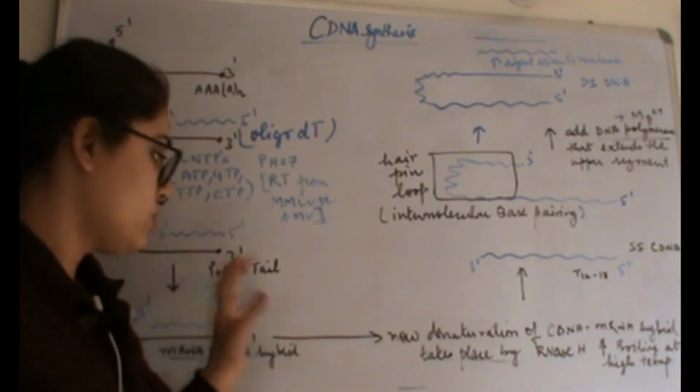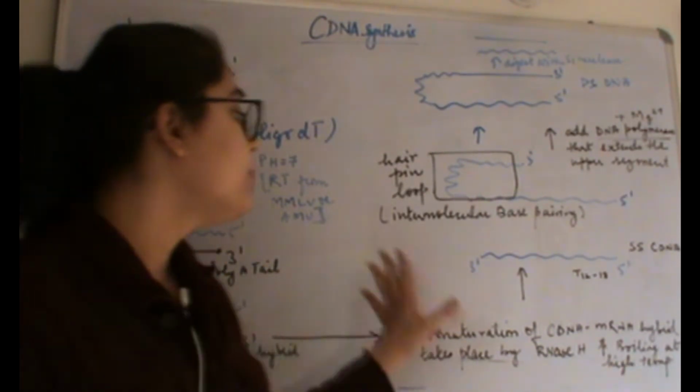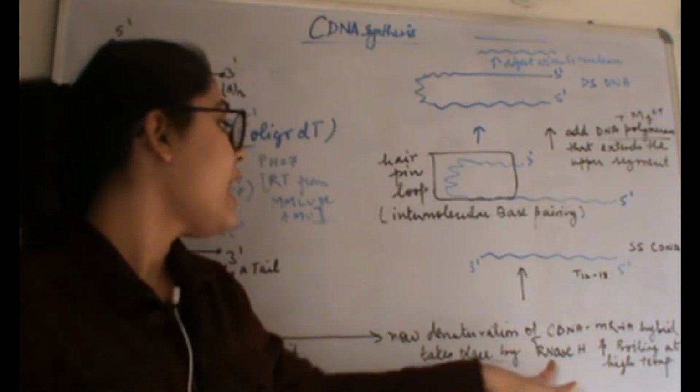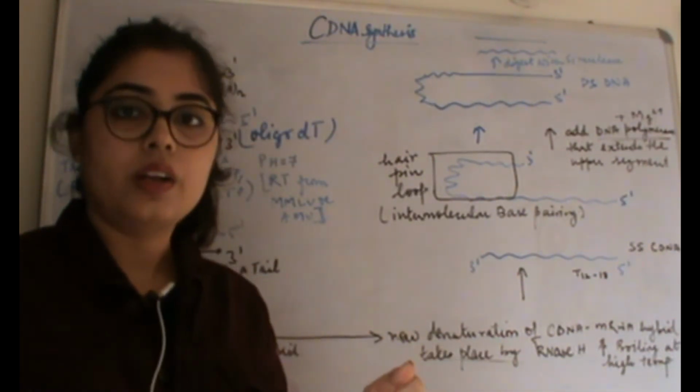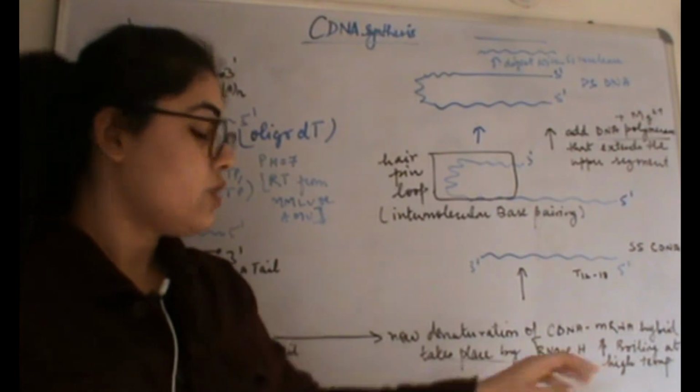Any kind of bacterial infection which can spoil. So what we do, we boil it at high temperature and we add RNase H that helps in separation, right? That helps in the detachment.